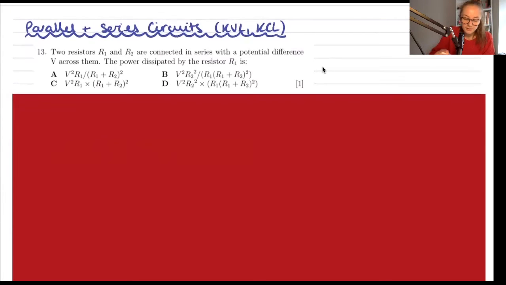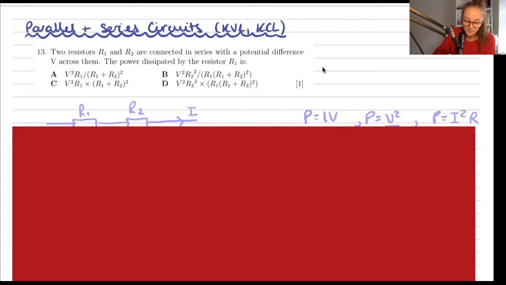So this question here is another multiple choice. It says that two resistors are connected in series with a potential difference V across them, and we need to work out the power dissipated in the resistor R1. We've been told that the voltage is across the two resistors, which means it's split between them because they're in series. So unfortunately, it's not as simple as saying P is V squared over R, because the voltage across R1 is not V. Some other information that we might find useful is the current, because this is the same over the two resistors.